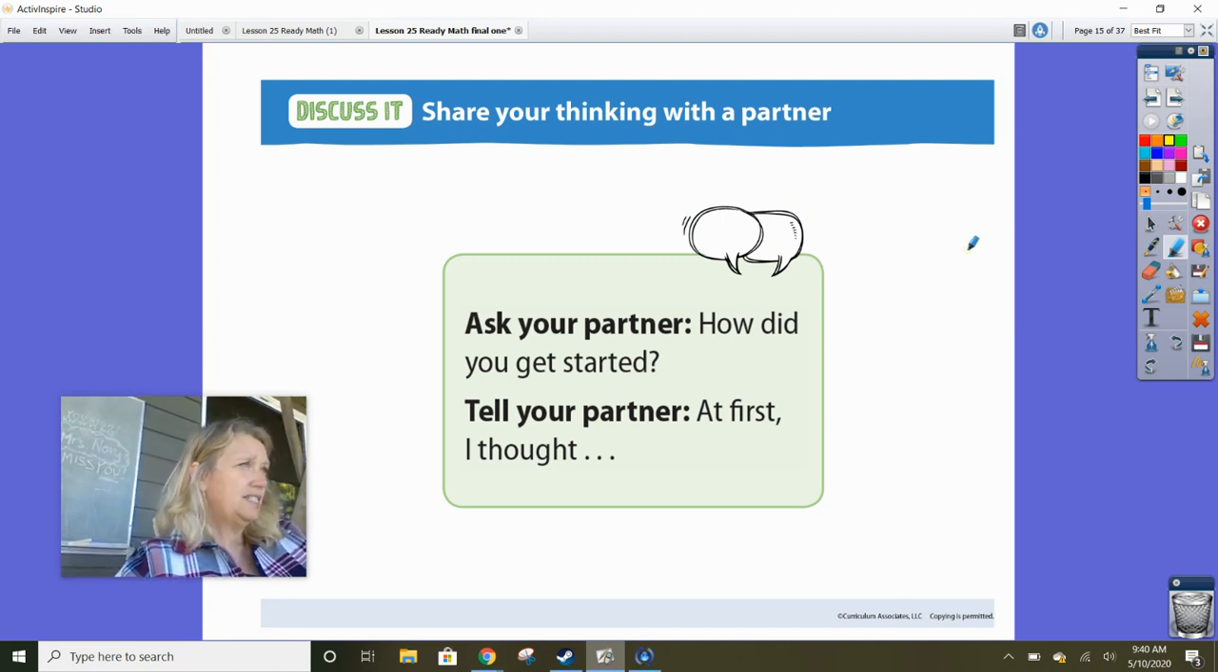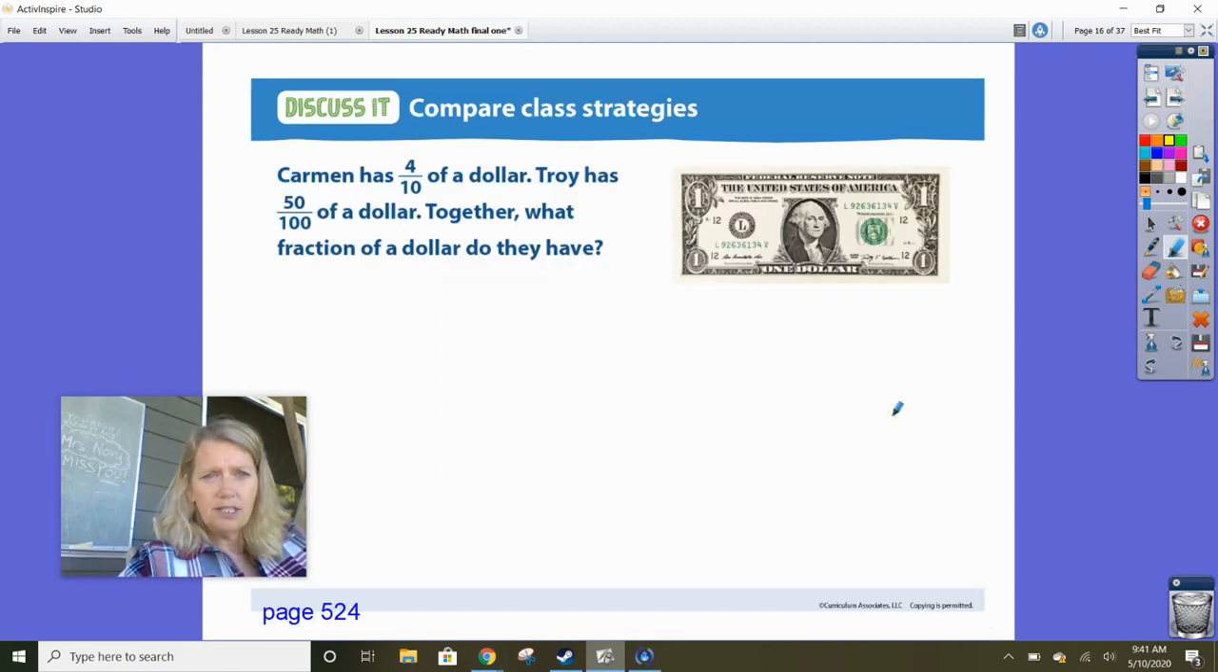Did you do it in dimes? Did you do it in pennies? Did you do it in tenths? Did you do it in hundredths? Did you draw a picture? You could change it to decimals and then bring it back. That could be a way to do it. Compare some class strategies. All right, harder to do with this way, but let's see.